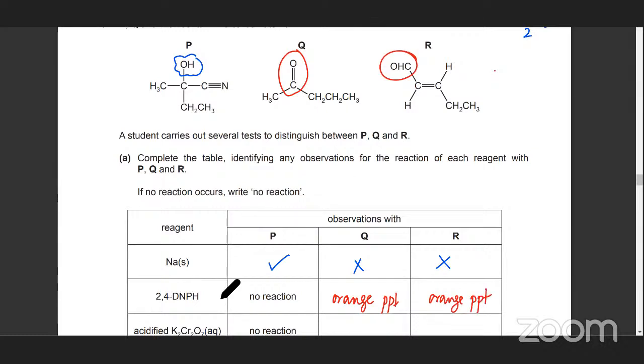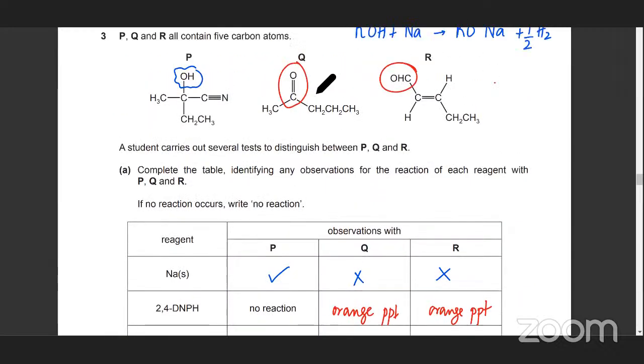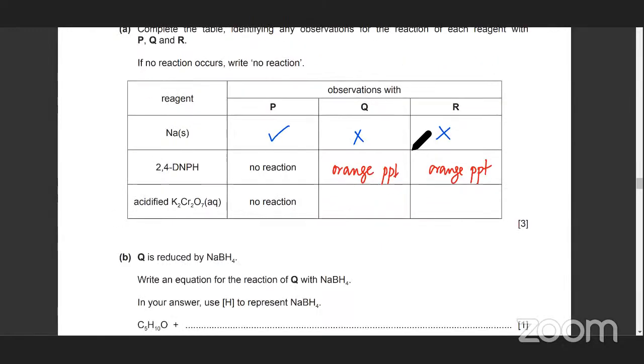And then you have acidified K2Cr2O7. That's an oxidizing agent. So Q or R not going to get oxidized. Ketones, they don't get oxidized. Aldehydes, they do get oxidized. So K2Cr2O7, it's going to be orange to green. And over here, you're not going to have a reaction.